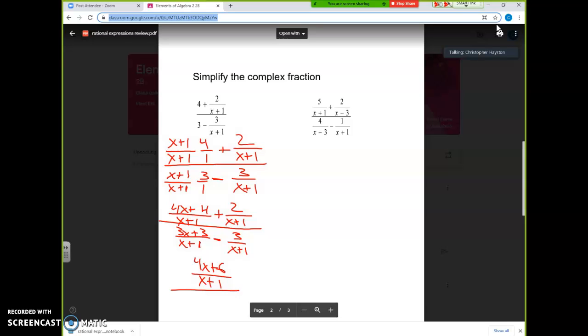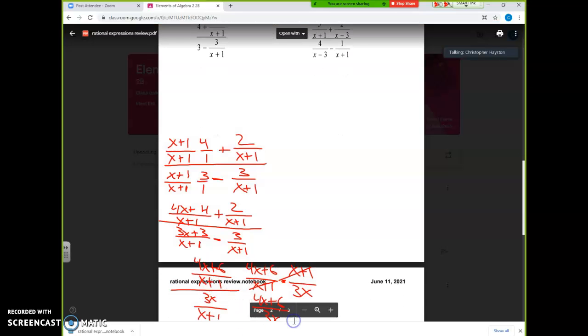3x plus 3 minus 3, we just left the 3x over x plus 1. And now when you have two fractions in a fraction, so one fraction over another fraction, now you're dividing fractions. So that's our keep, change, flip. 4x plus 6 over x plus 1 times, we flip it, x plus 1 over 3x. The x plus 1's cancel, and I'm left with 4x plus 6 over 3x.